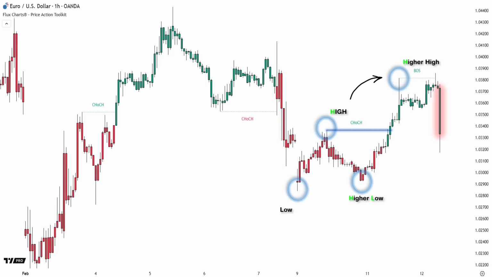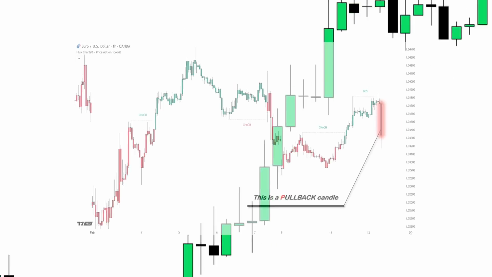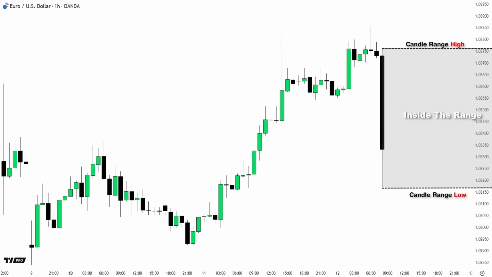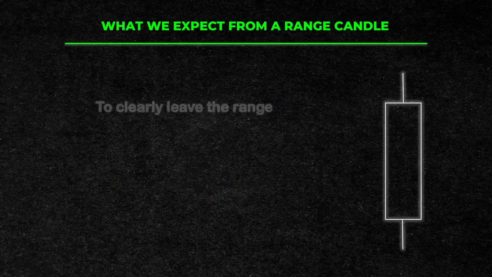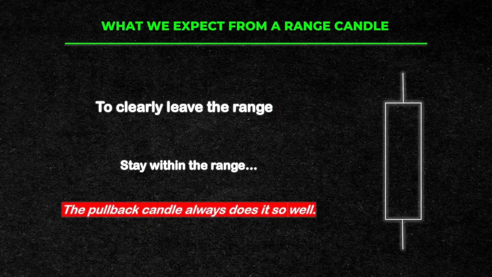Based on structure, we know this candle hasn't broken the last low, which means it's not a reversal. It's a pullback. And from my experience, pullback candles are some of the best opportunities to trade within their range. Why? Because the very next move usually respects their range and trades right through it, or it will leave the range so clearly to create a reversal. And that's what we are looking for. We are expecting two scenarios from a range candle: to clearly leave the range or stay within the range, and the pullback candle always does it so well.